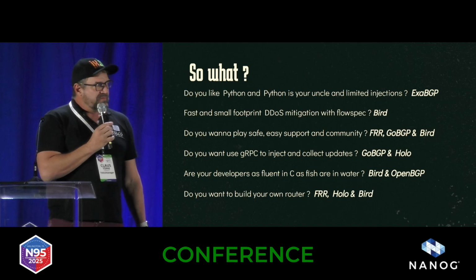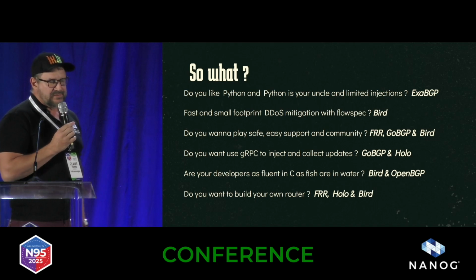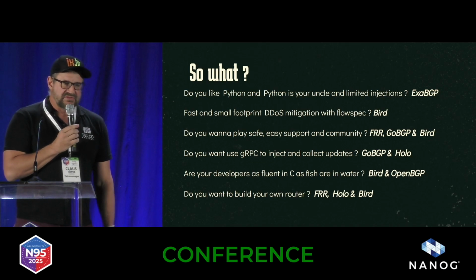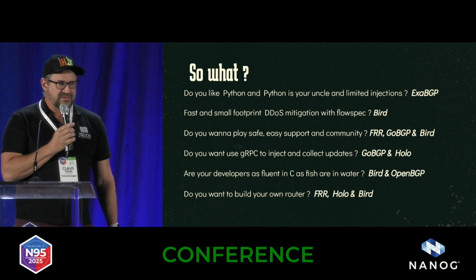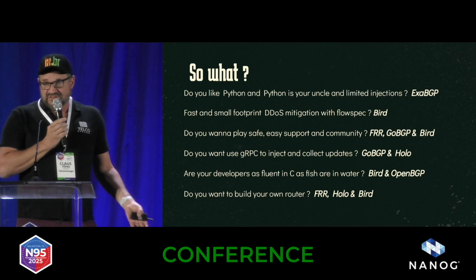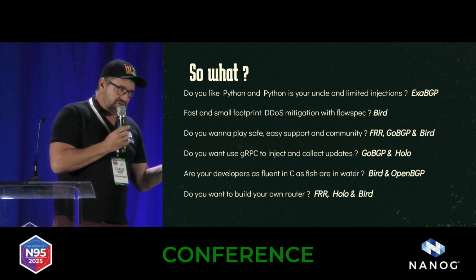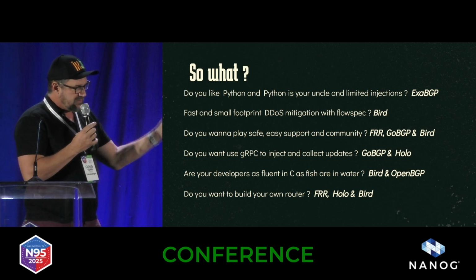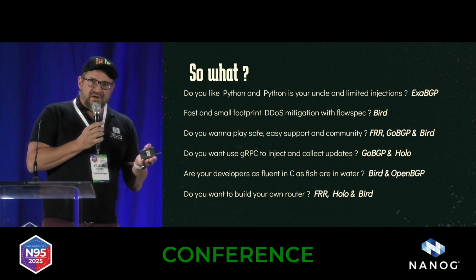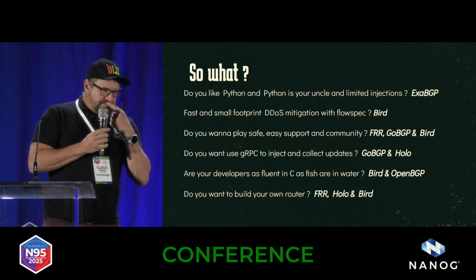So if you think C is your garden, you go to Bird and OpenBGP, which is mostly implemented in C. And if you want to build your own router, which is going to have all the routing protocols, IGP, BGP, or whatever, you go to those three: FRR, Holo, and Bird.